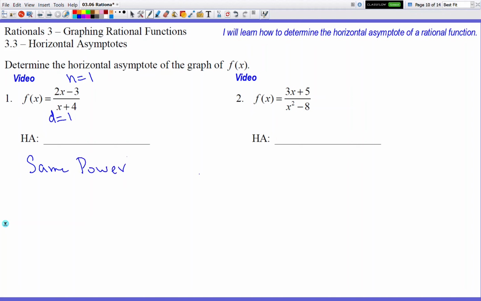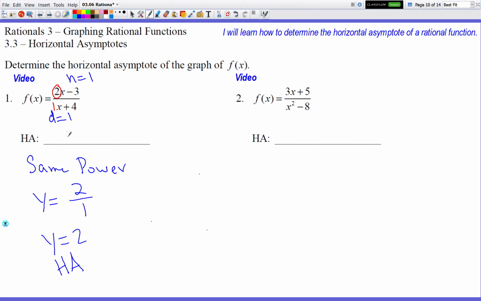So same power says you grab your coefficients. So you grab your numbers in front of the x. So the number on top in front of my x is a 2. The number on the bottom in front of the x is a 1. So I'm going to grab those two numbers and divide them. You got 2 on the top, 1 on the bottom, you divide it, you get y equals 2. And that's your HA.